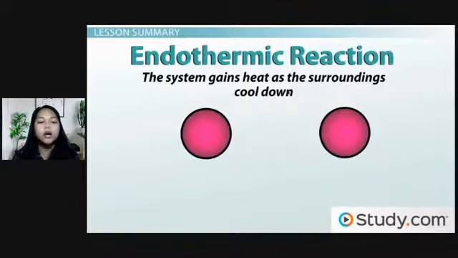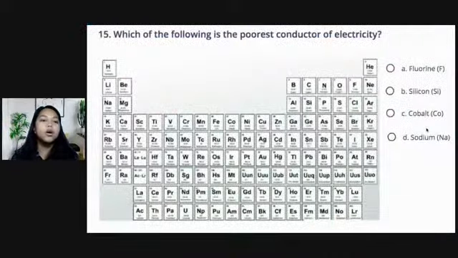Endothermic reaction, on the other hand, is a type of reaction where the system gains heat as the surroundings cool down. So in evaporation mo, para mag-evaporate yung tubig mo, you need to add more heat. Okay? And so it's endothermic. Yung hinahanap natin is exothermic. So letter D po ang ating correct choice doon, no? Lighting of a match. Now we go to number 15.